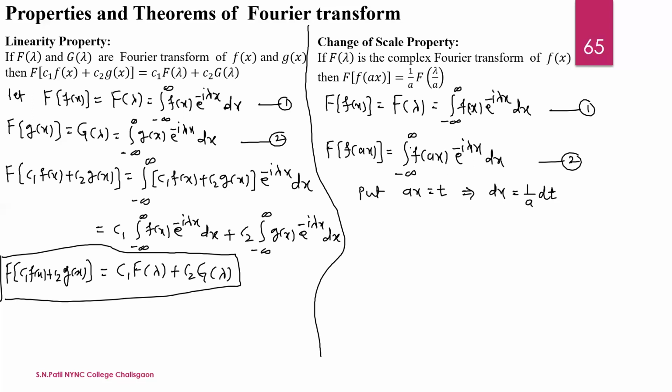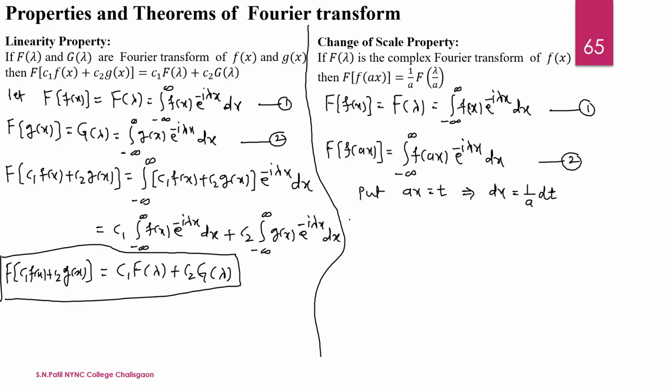Now these are the limits for x. Now we obtain new limits for t. When we put x is equal to minus infinity, then t is minus infinity. When we substitute x is equal to infinity, then t is infinity. There is no change in the limits. Okay, now substitute in equation 2.